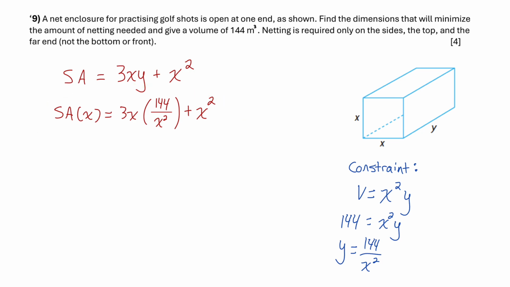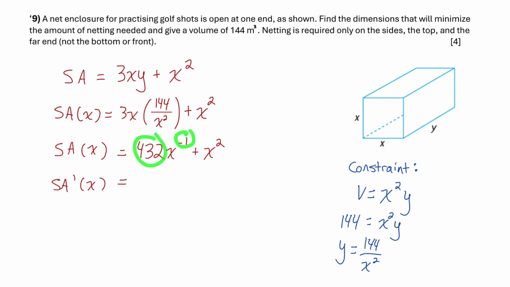So let me simplify that function first. 3 times 144 would be 432. And then x divided by x squared, subtract their exponents, it becomes x to the power of negative 1. If I want the minimum value of this function, I need to find its critical numbers. So I'm going to find the derivative. I can just use the power rule for each term. Negative 1 times 432 is negative 432. Keep the x, reduce the exponent by 1, and the derivative of x squared is 2x.